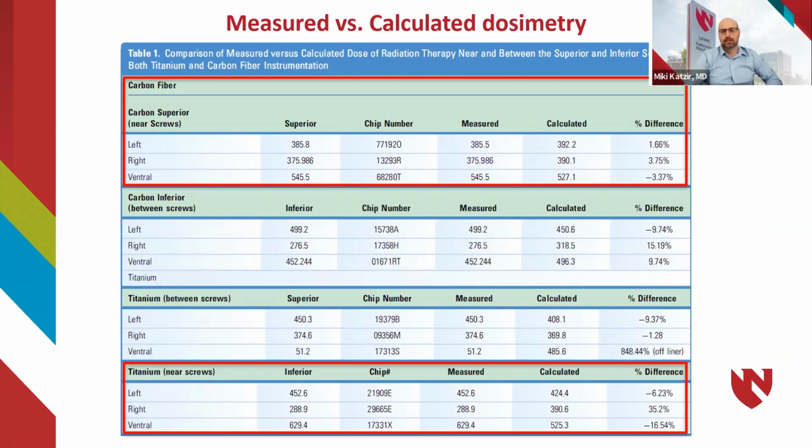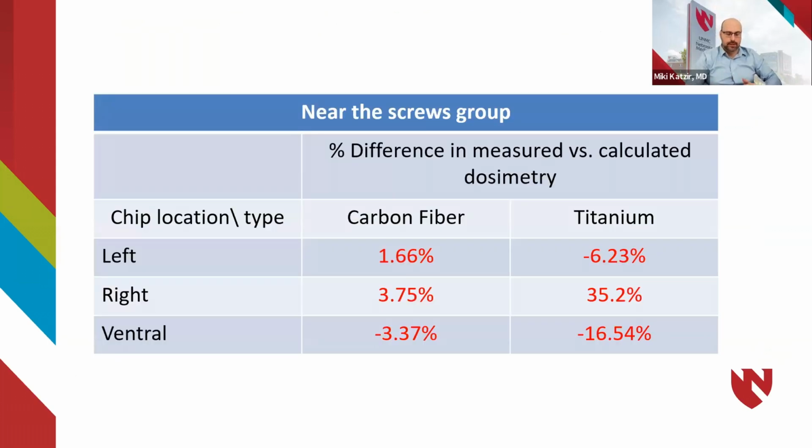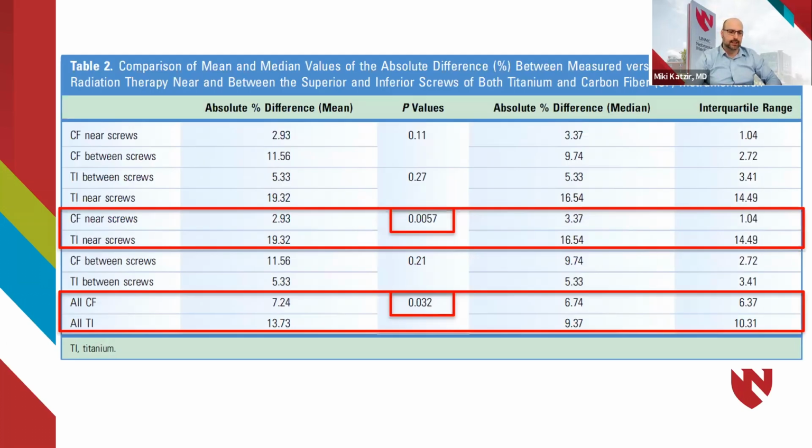This table represents the mean dose each chip received versus the calculated dose it should have received according to the planning software. And let's focus on the chips near the screws. Chips placed near the carbon fiber instrumentation, where normally the radiation scatter should be high, we can see our accuracy is very good. The percent difference between the measured and calculated dose is very small compared to the near the screws in titanium. And if we average the numbers out, we get this table.